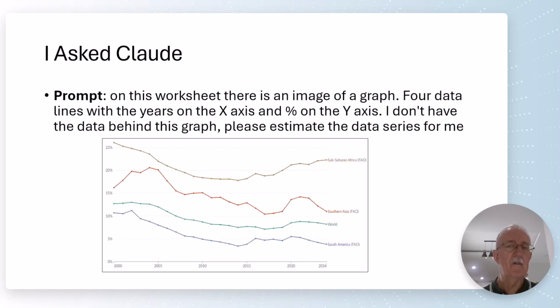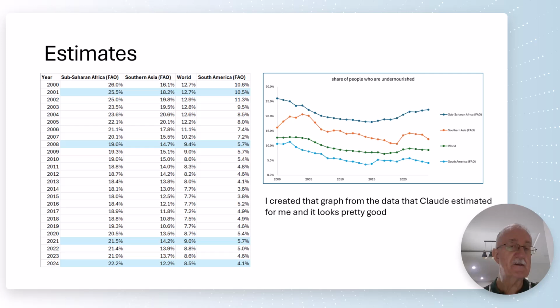What next? So I asked Claude, on this worksheet, there's an image of a graph, the one below, 4 data lines with the years on the x-axis and a percentage on the y-axis. I don't have the data behind this graph. Please estimate the data series for me. That's all I gave it. And within a very short space of time, it came out with this table. Year, a column for each of the 4 lines, and the data.